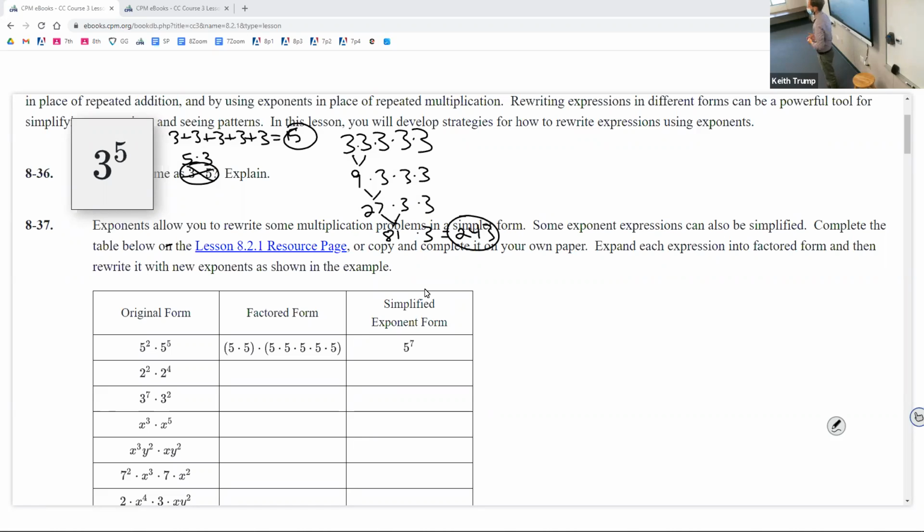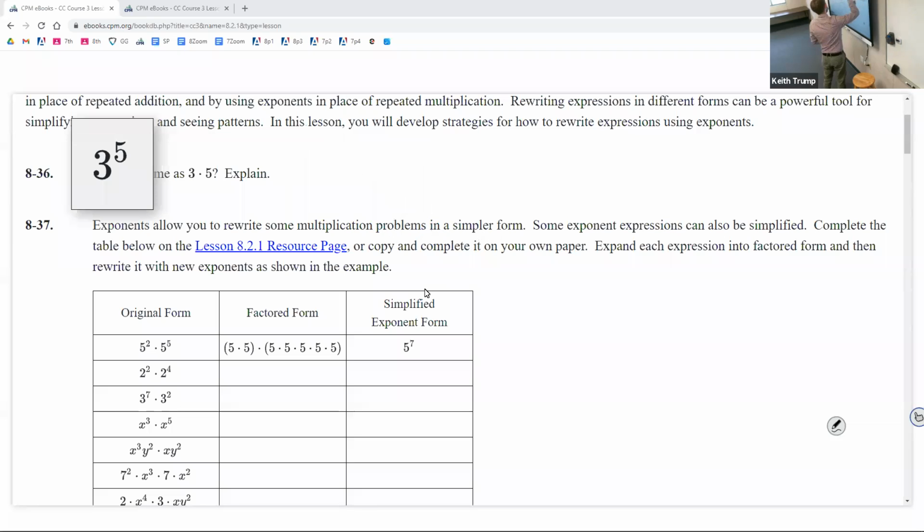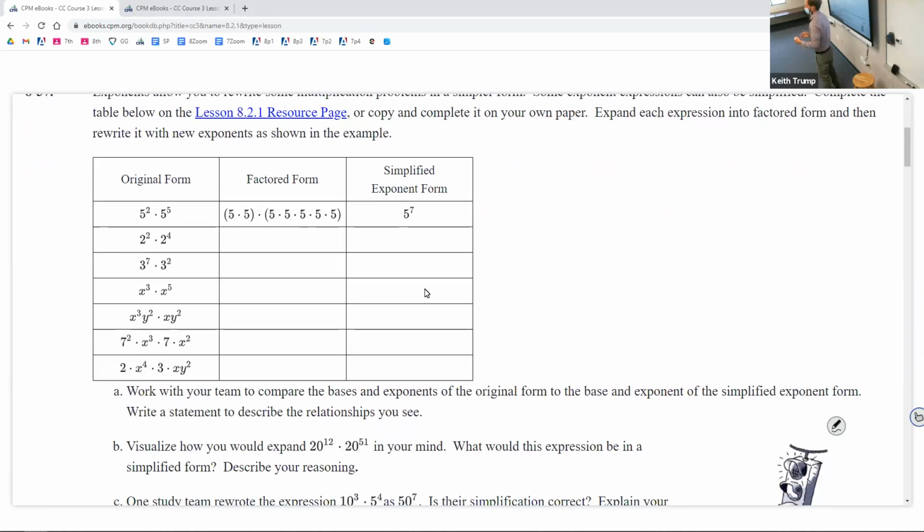Now, exponents have some cool things that you can do. Exponents are very useful, especially when it comes to scientific notation. We're going to talk about scientific notation in another very short video that I will post. But in this situation, let's take a look at some of the cool patterns we see with exponents.